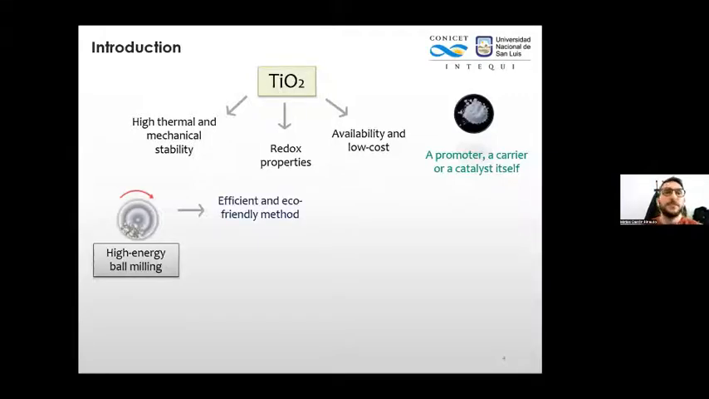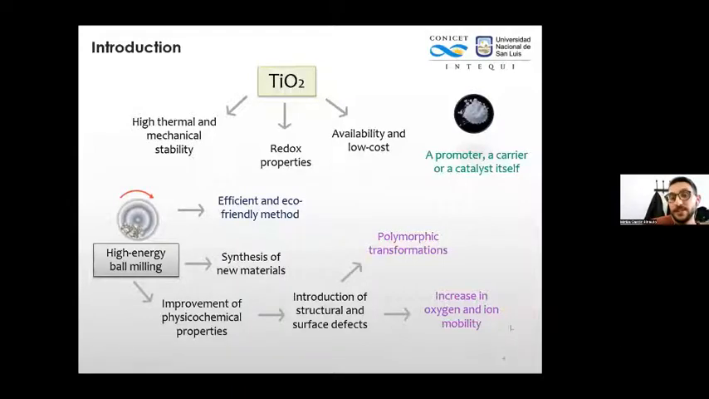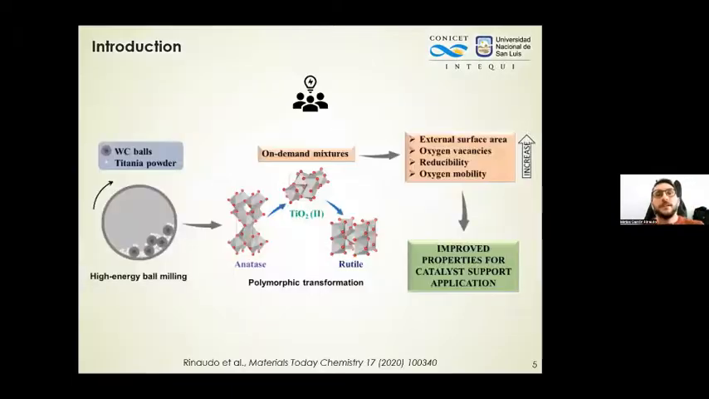On the other hand, we have high energy ball milling, a more or less new method, an efficient and eco-friendly method that could lead us to the synthesis of new materials, but also improve some physicochemical properties of the materials themselves, because it may introduce both structural and surface defects that could lead to polymorphic transformation, for example, and also an increase in oxygen and ion mobility, which are really important during reaction when we talk about catalysts.